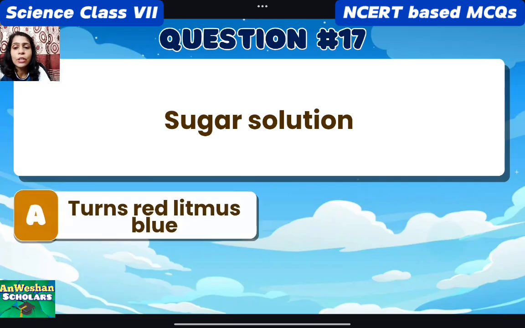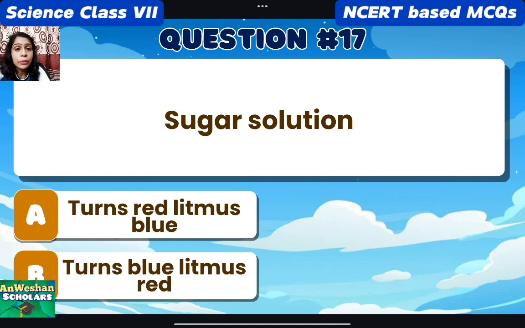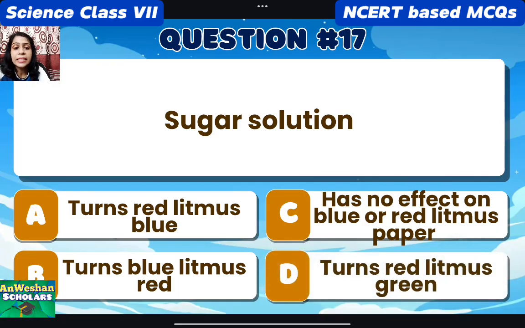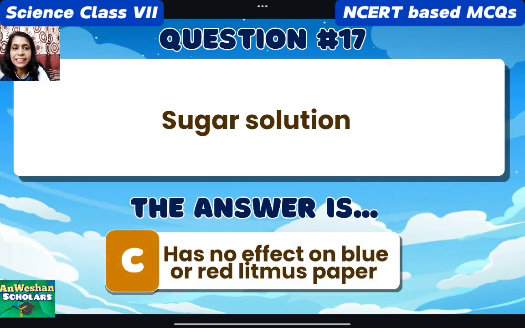Now question number 17. Sugar solution, option A, turns red litmus blue. Option B, turns blue litmus red. Option C, has no effect on blue or red litmus paper. Option D, turns red litmus green. In this question, you have to determine whether sugar solution is acidic, basic or neutral. Now recall, sugar solution is neutral. So neutral will definitely have no effect on blue or red litmus paper. So our option C is the correct answer.